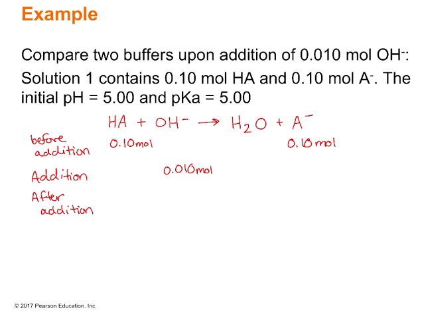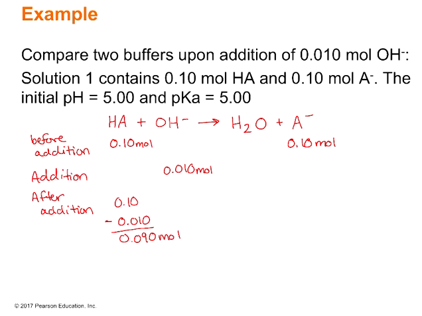And once we add the base, it's going to completely react with acid. So we can determine the new concentration of acid by subtracting the amount of base. And everything here is reacting in a 1-to-1 ratio, so we don't really have to take stoichiometry into account. But after the reaction is over, we'll have 0.09 moles of acid left.